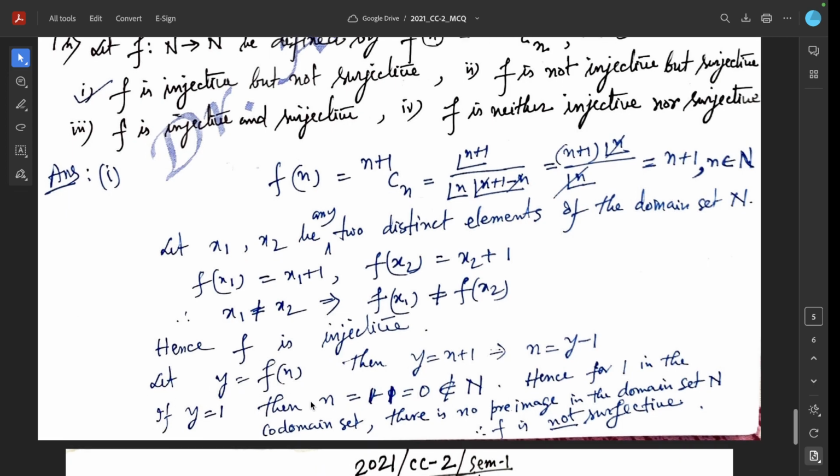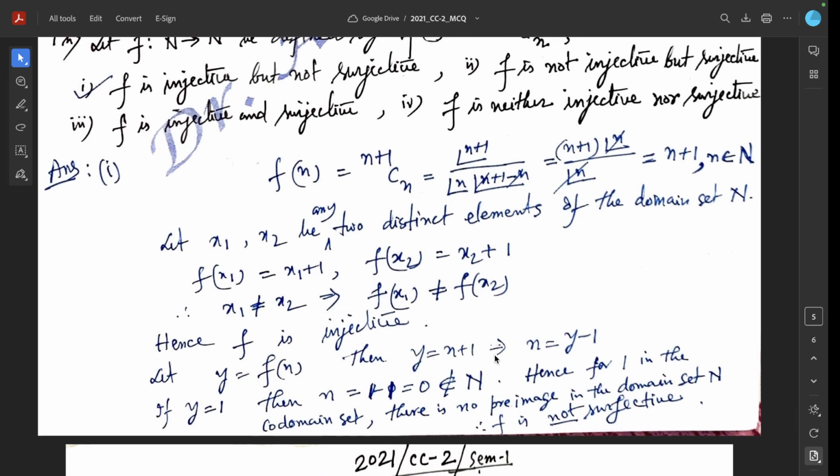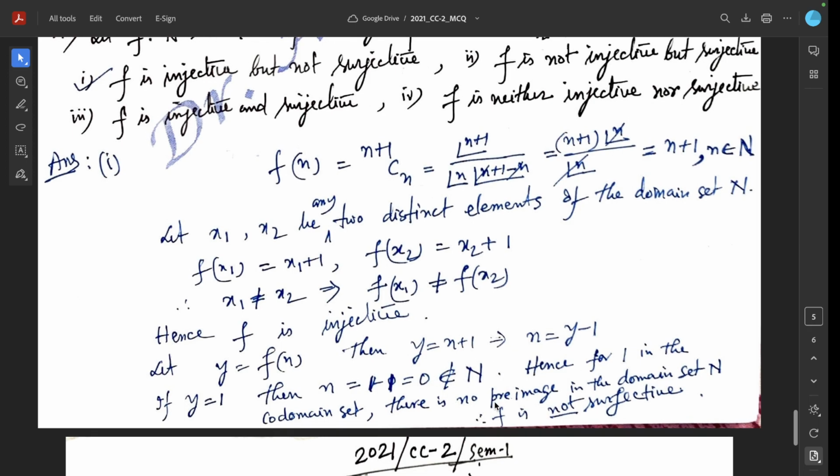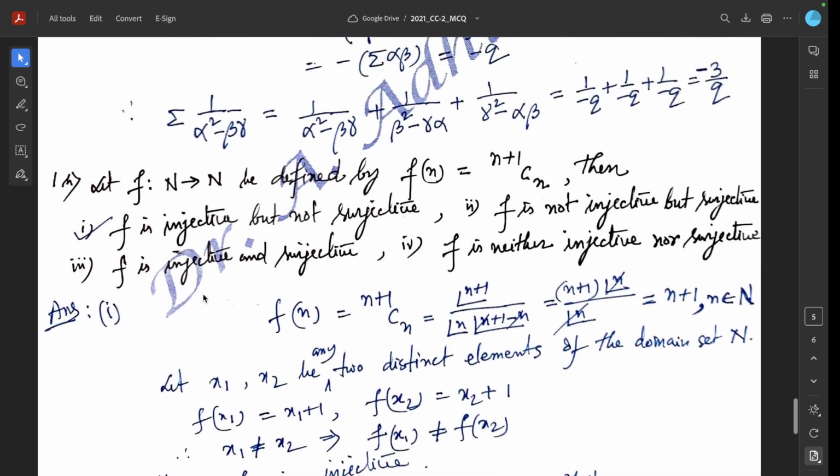Let y equal to f(n), then y equal to n plus 1, because f(n) equal to n plus 1. So n equal to y minus 1. If y equal to 1, then n equal to 0. This 0 does not belong to N. So for 1 in the codomain set, there is no preimage in the domain set N, because 0 does not belong to the set of natural numbers N. So f is not surjective. Hence f is injective but not surjective. Correct option is 1.